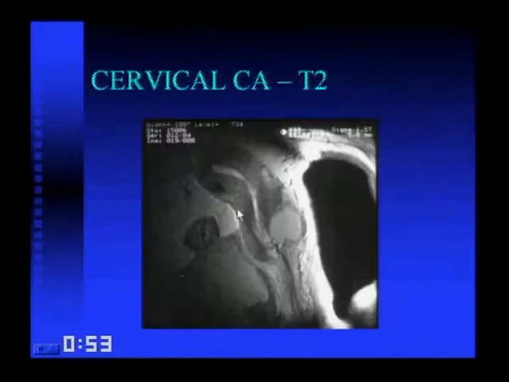This is an example of a cervical cancer seen with endorectal coil imaging on T2 images sagittal through the cervix. Here you can see the normal dark signal of the cervix here, and here you can see this mass that's involving the entire cervical wall posteriorly, but still without local invasion into surrounding structures.